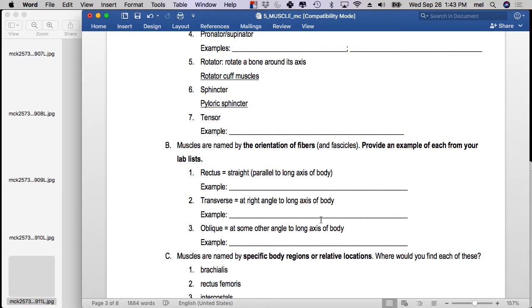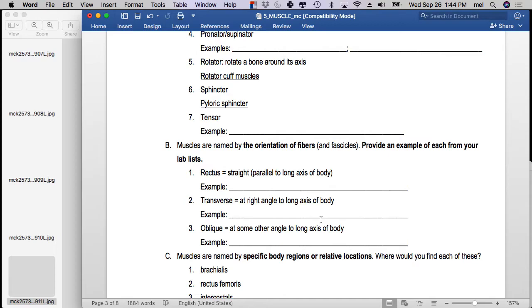Okay, and then sometimes you have muscles that are called rotators. The rotator cuff muscles are actually involved in rotating here. There's 4 of them. They don't have rotator in the name, but collectively they're called the rotator cuff muscles. And then the pyloric sphincter. Sphincters close tubes. You obviously don't see them a lot when you're looking at skeletal muscles on the outside, but you do have sphincters in a whole bunch of different places. And then you do have one tensor muscle. What's the tensor muscle that you have? The TFL, tensor fasciae latae, over here.